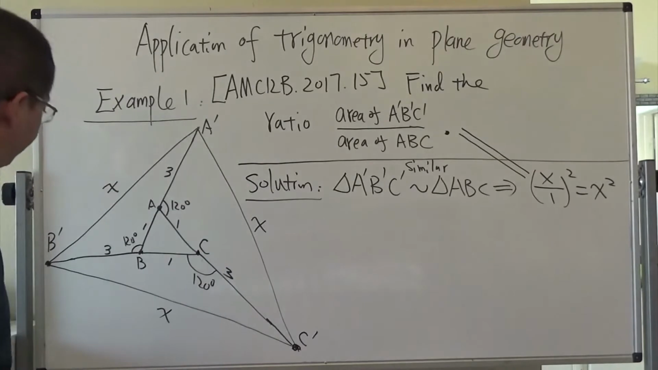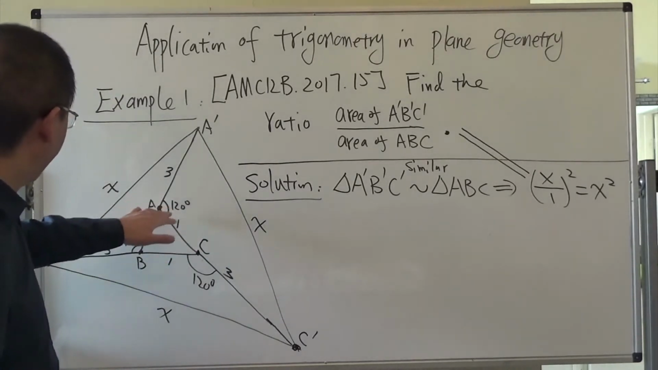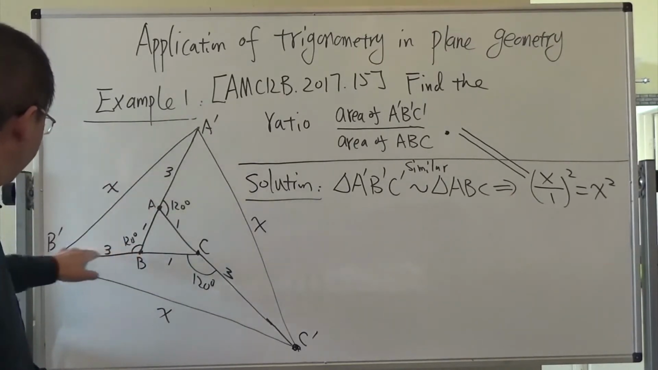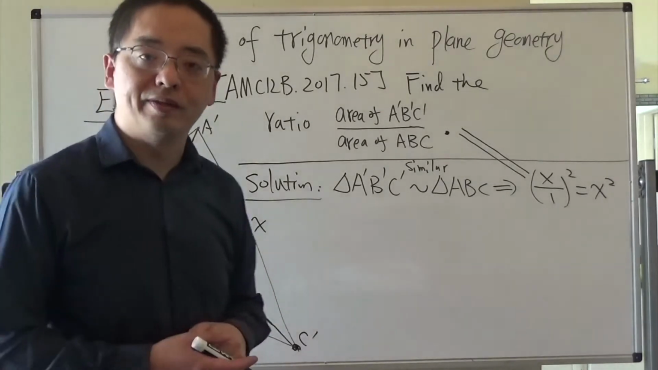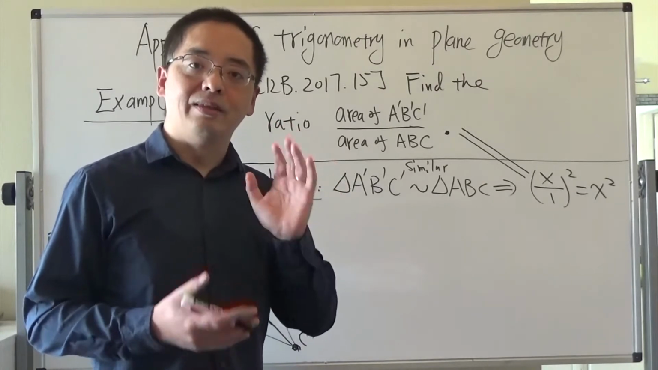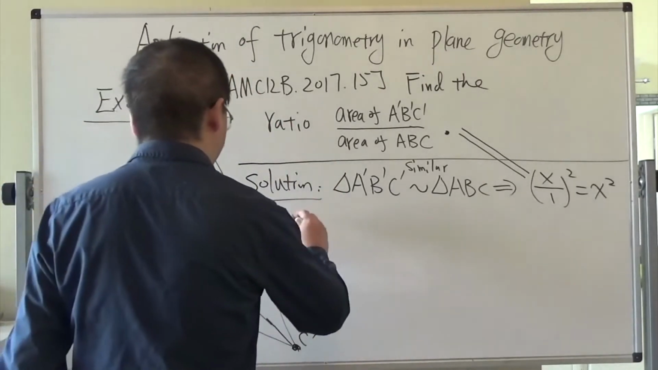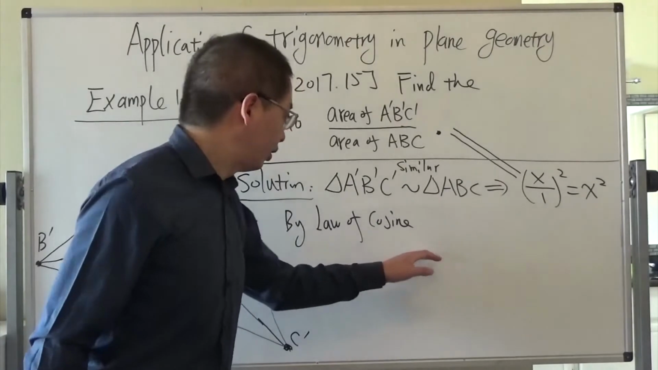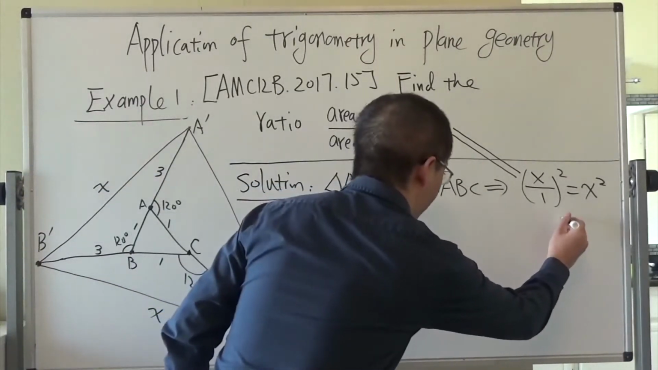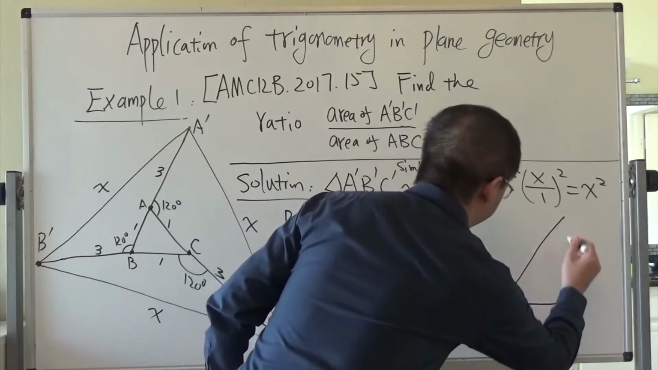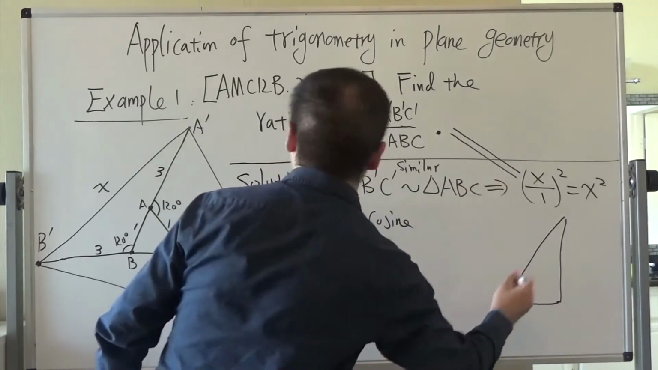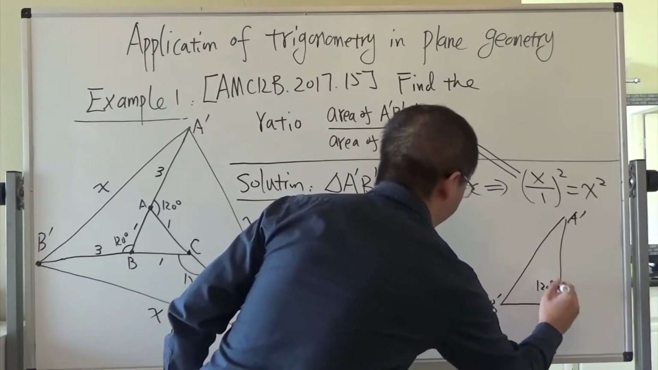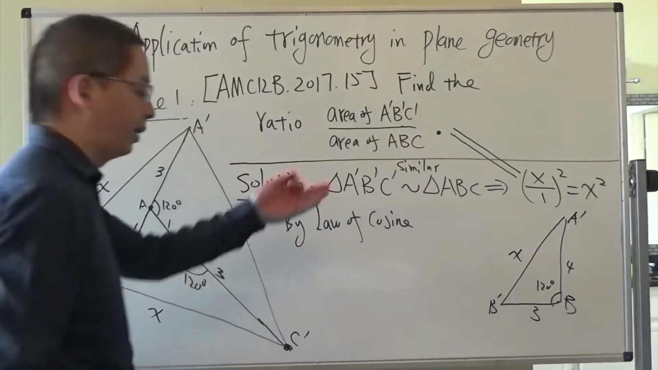If we look at the setup here, say if I look at triangle A prime, B prime, B, I have this is 120, this is x, this is 3, and this is 4. Then obviously, the most convenient way to find x squared is to apply the law of cosine. Okay, let's apply it. So we apply the law of cosine to this triangle: A prime, B prime, and B. This is 120, here 4, here 3, and this is x.